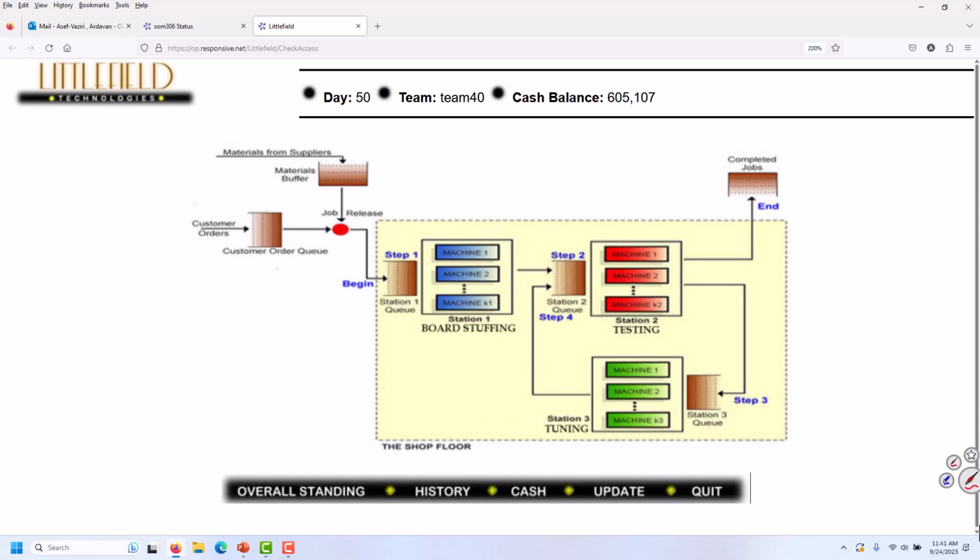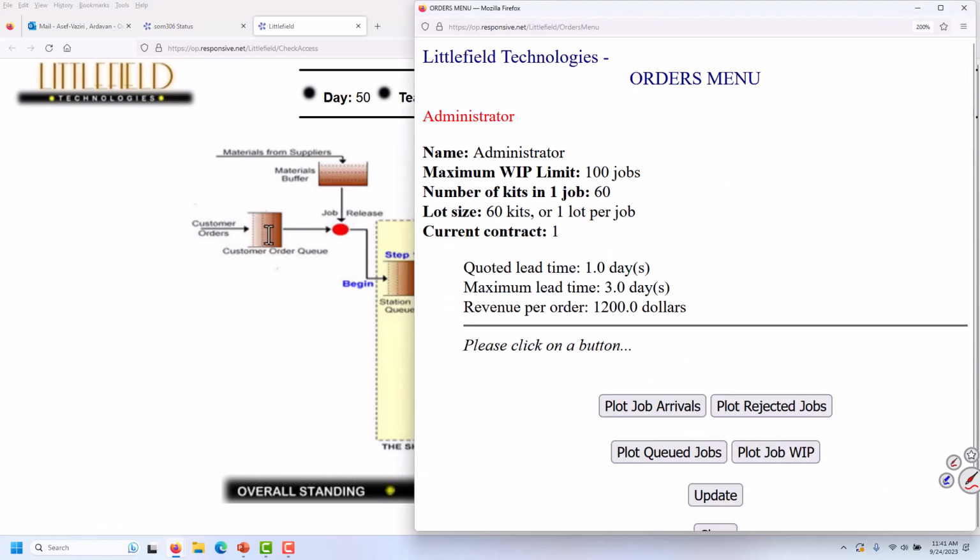Let me introduce you to regression through the data in the game. I go to customer orders. There are two sets of data here: plot job arrivals and plot rejected jobs. Job arrivals are those that we have accepted. Rejected jobs are rejected due to the limit on our work in process.